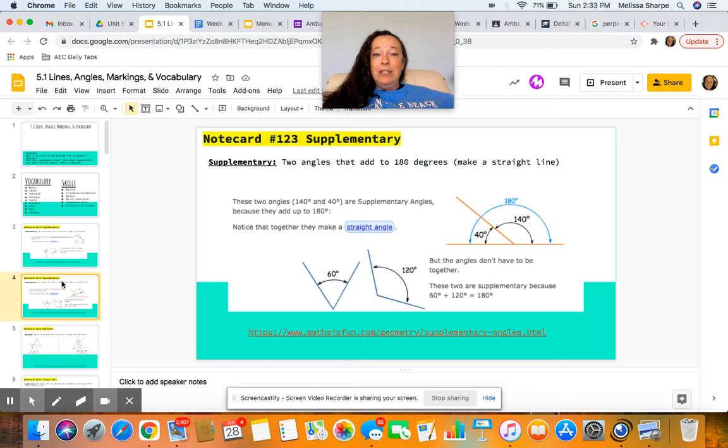It's supplementary. So these are two angles that add to 180 degrees. They make a straight line. So right here, this 40 degree angle and this 140 degree angle add to 180 degrees. That's a straight line, okay? Down here, also, the 60 and the 120 are supplementary. It doesn't necessarily have to be that they're adjacent, but if they make a straight line, we know they're supplementary. Again, here's a website you can go to for some practice and to look at different pictures and images. So pause me and finish up note card 123.